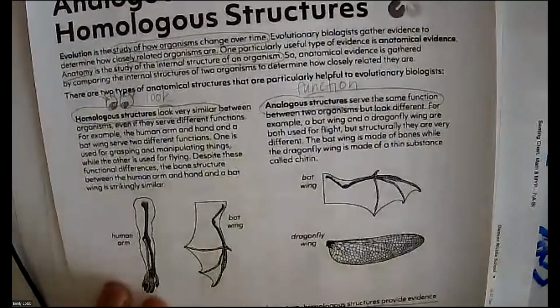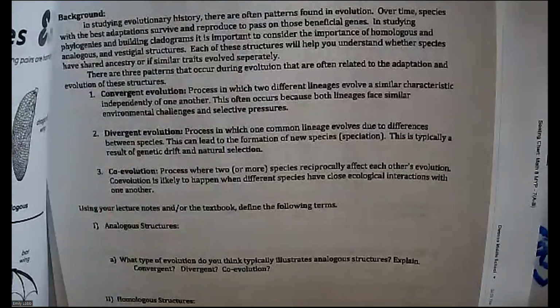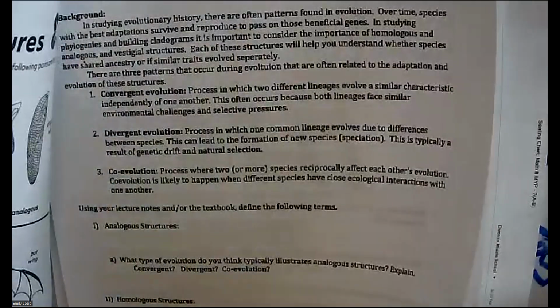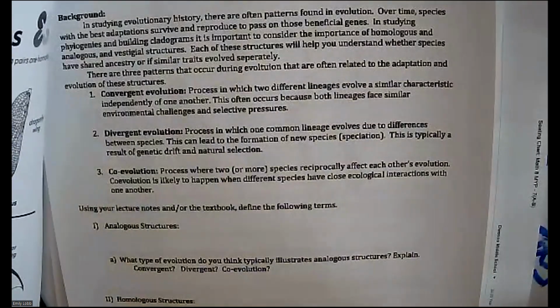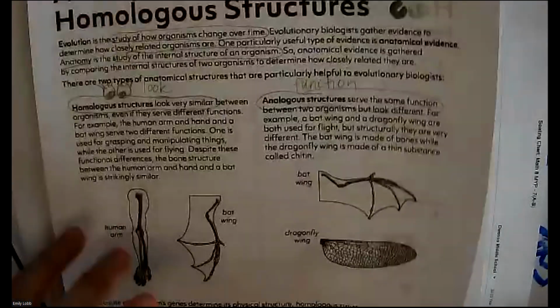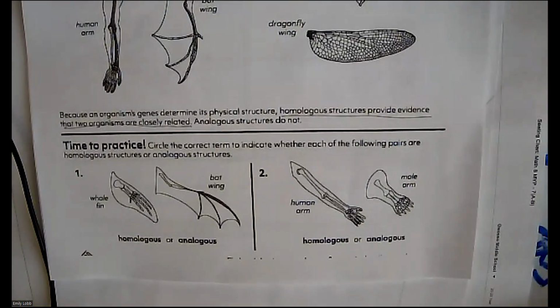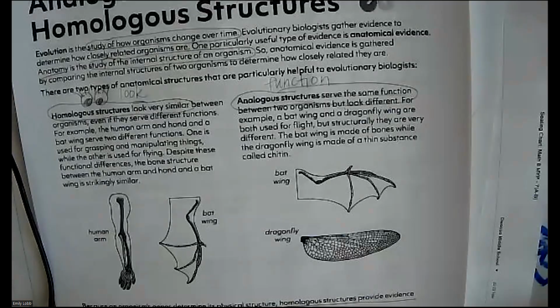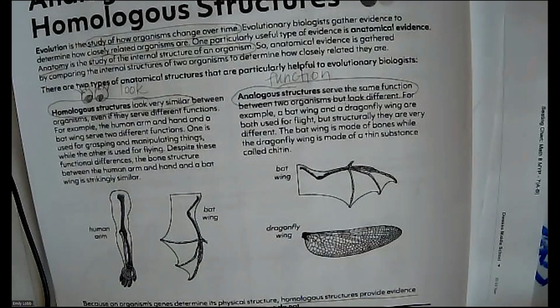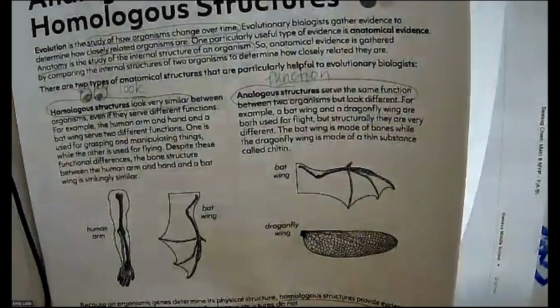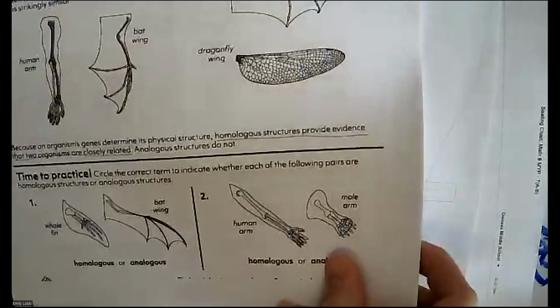So answer 1, 2, 3, 4, 5, 6, and try to answer number 7, okay? So remember, we're talking about look or function. If they look alike, stop right there. Pick homologous. Are you ready? Number 1, what'd you say?